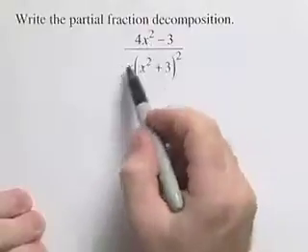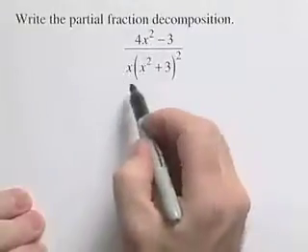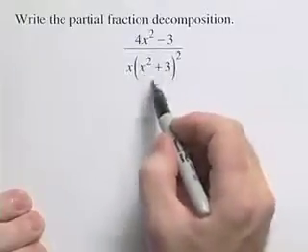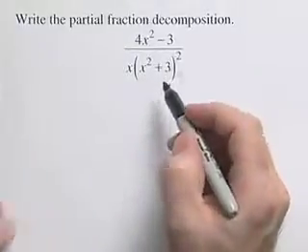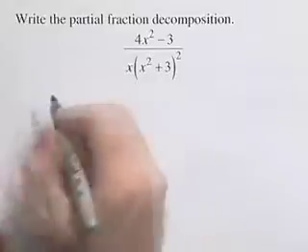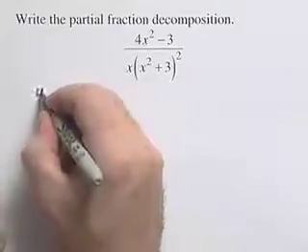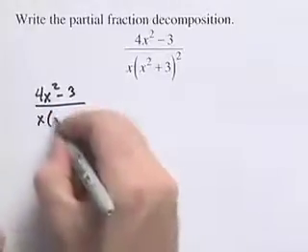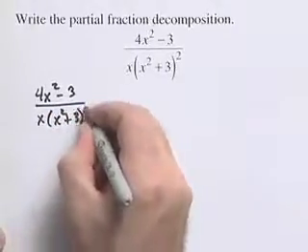For this problem, we're going to do another partial fraction decomposition. If we look at our expression here, we see that the denominator has a linear factor and it has a repeated irreducible quadratic factor. It means that our partial fraction decomposition is going to take on this form. I'll write 4x squared minus 3 over x times x squared plus 3 quantity squared.